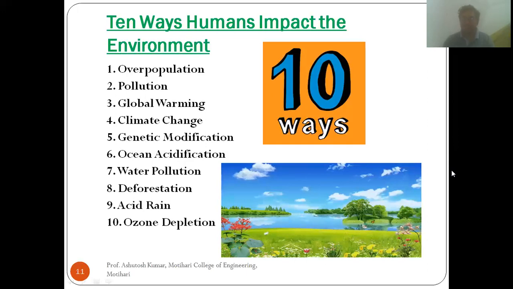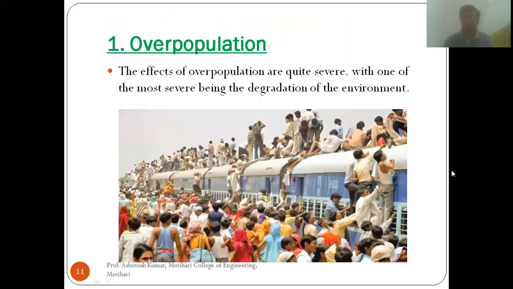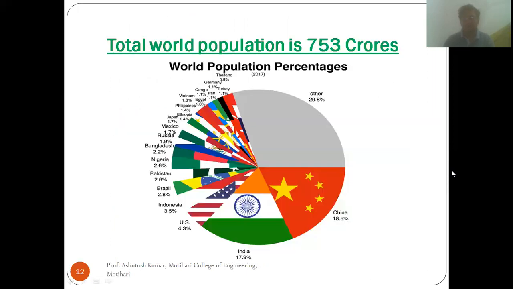And this is very, very important from the subject point of view. So let us discuss. The first one is overpopulation. The effect of overpopulation is quite severe, one of the most severe being the degradation of the environment. As we all know, the total world population at this time is 753 crores, that is 7.53 billion.